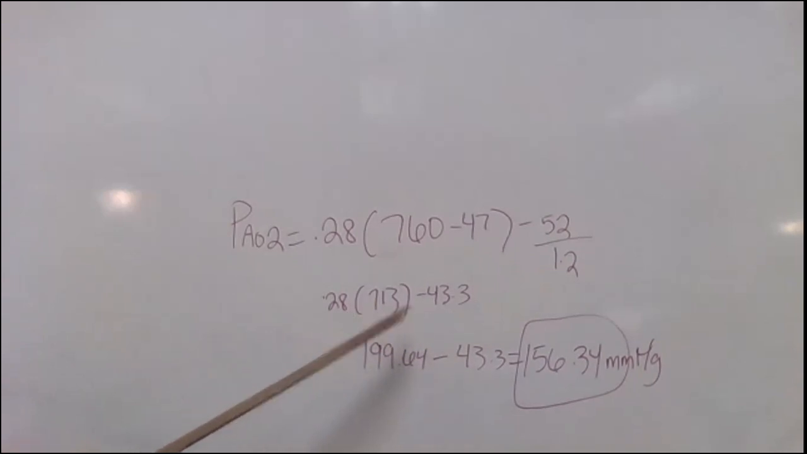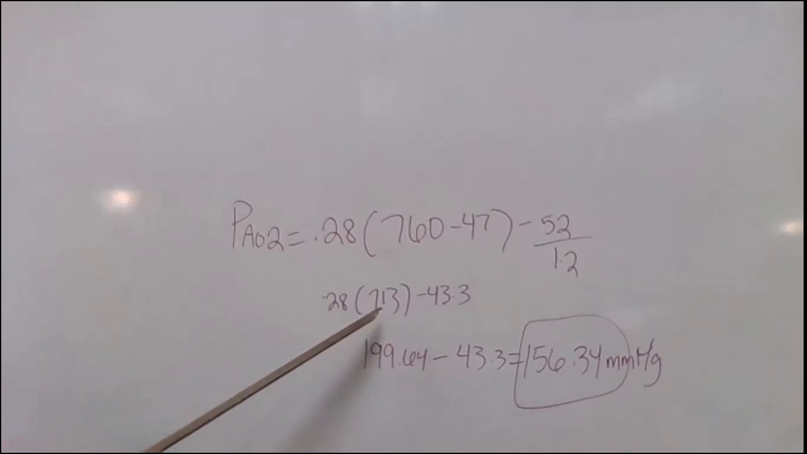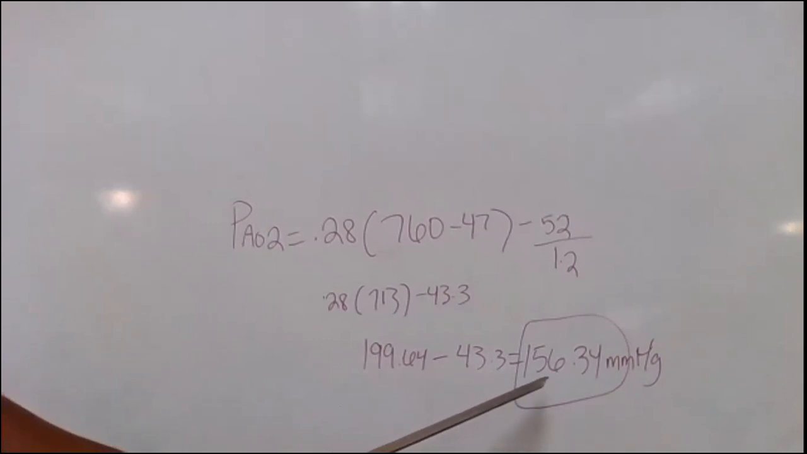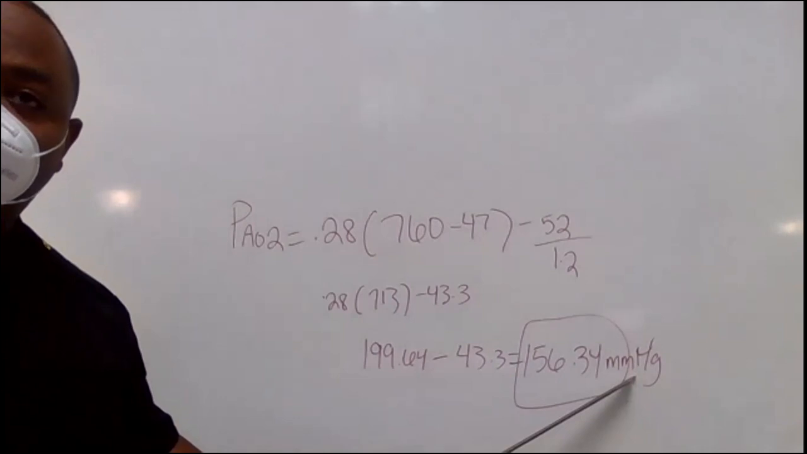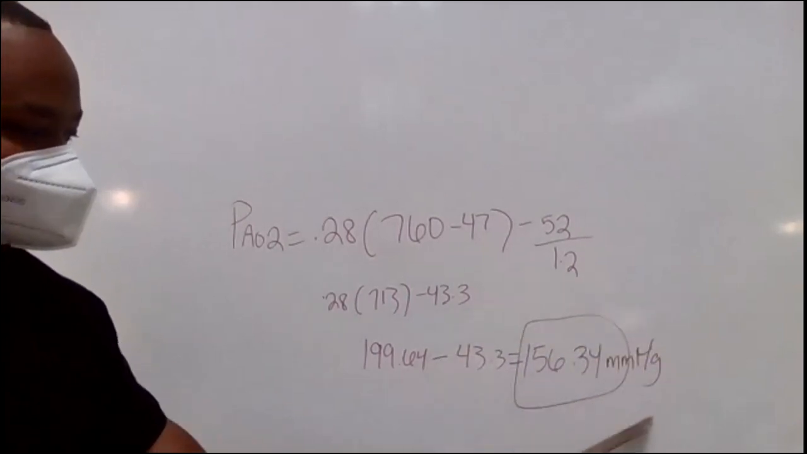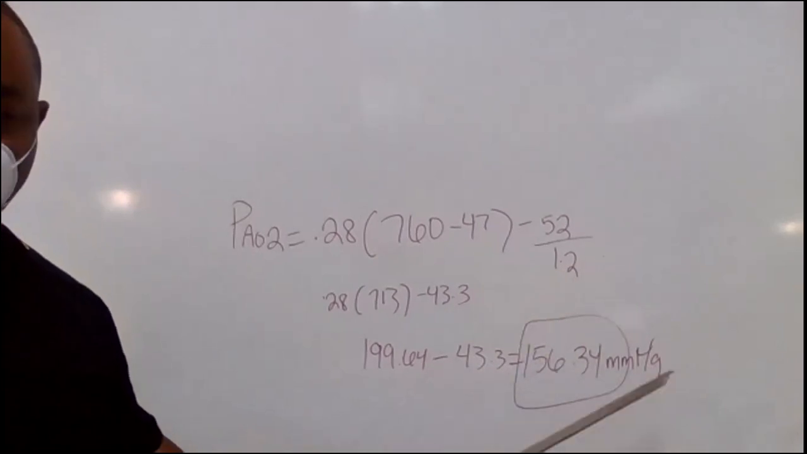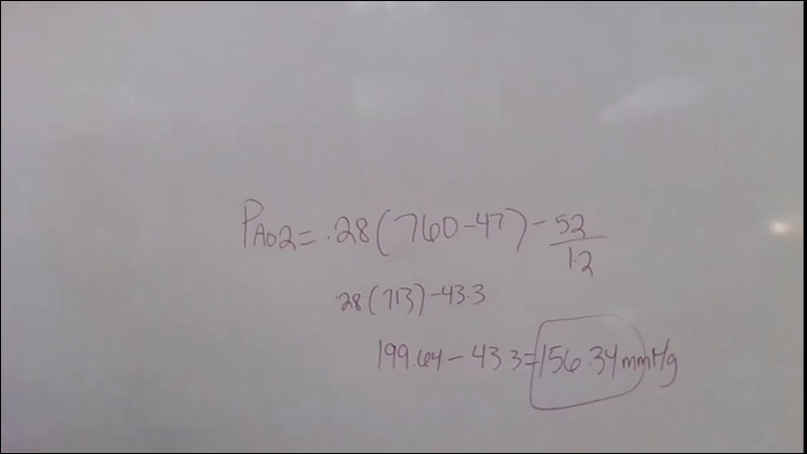Okay. Now, this is the line. He needs to do the multiplication first. 0.28 times 713 is 199.64 minus 43.3 is 156.34 millimeters of mercury. This is the pressure of oxygen inside of Mr. Smith's alveoli. Okay? Excellent.